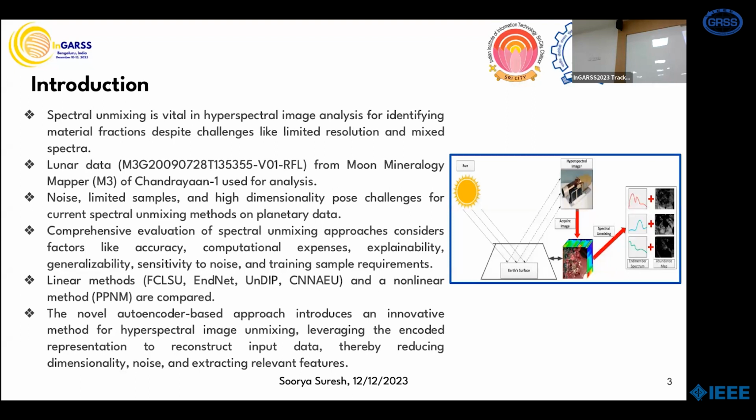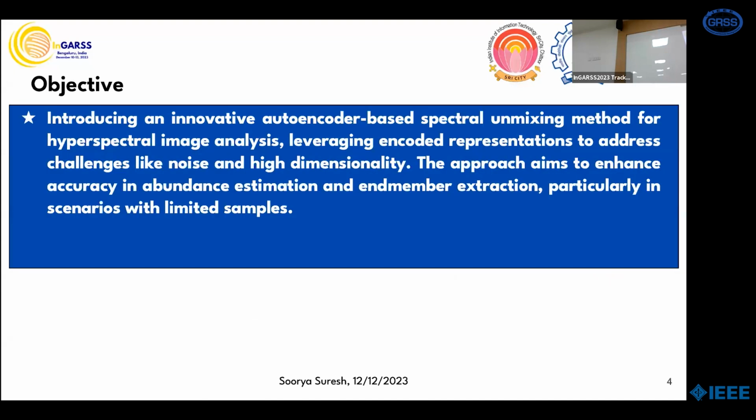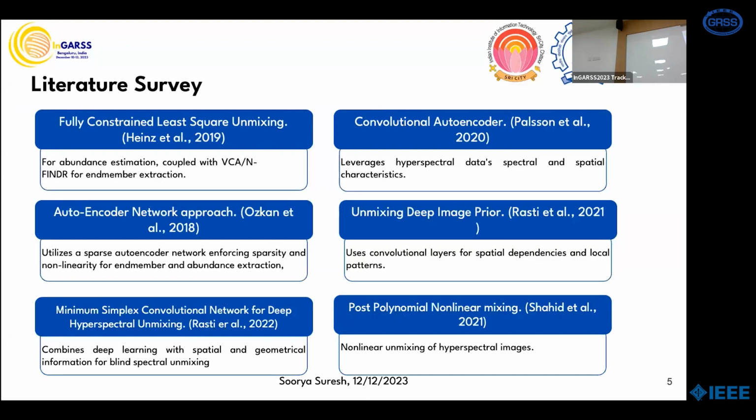An introduction to an innovative auto-encoder-based approach for hyperspectral image analysis, using the encoded representation for data reconstruction, reducing dimensionality and noise, and extracting relevant information. The objective is to introduce an innovative auto-encoder-based spectral unmixing method for hyperspectral image analysis, leveraging encoded representations to address noise and high dimensionality. The approach aims to enhance accuracy in abundance estimation and endmember extraction, particularly in scenarios with limited samples. In the survey, these are the benchmark methods we use for spectral unmixing.